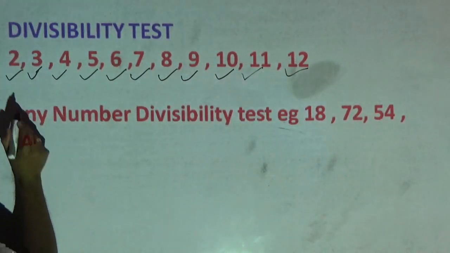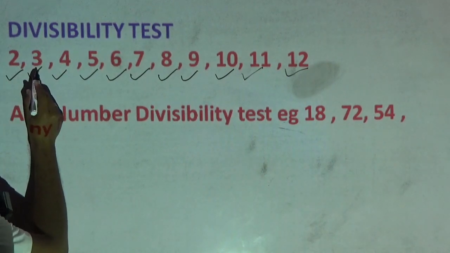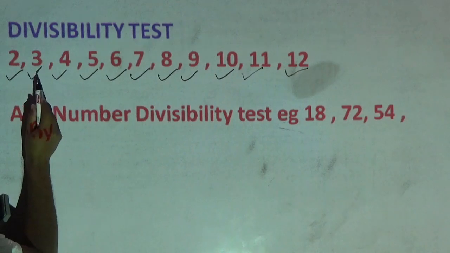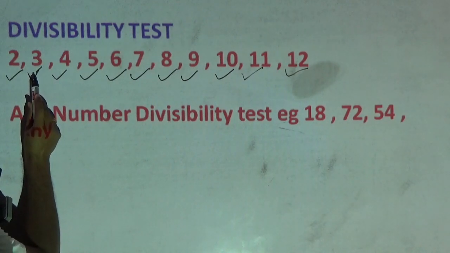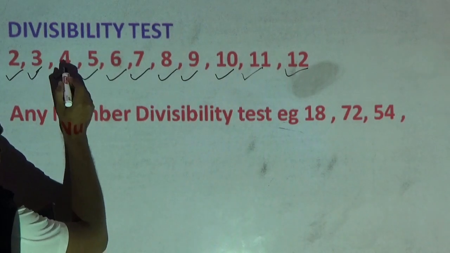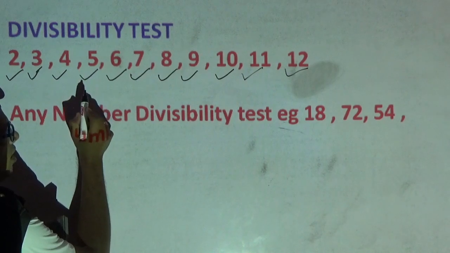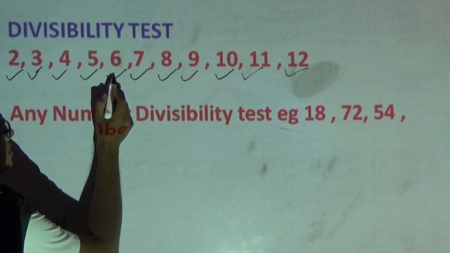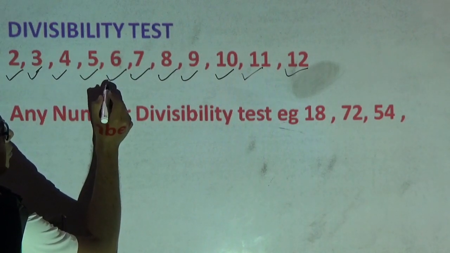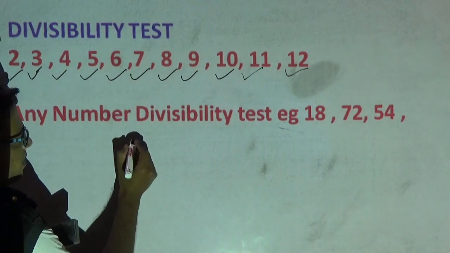So now let us recall the divisibility rules. Divisibility by 2, the units place should be even. Divisibility by 3, the sum of all the digits should be divisible by 3. Divisibility by 4, last two digits should be divisible by 4. Divisibility by 5, units place should be either 0 or 5. Divisibility by 6, it should be divisible by both 2 and 3. Divisibility by 7, I told you how to check.